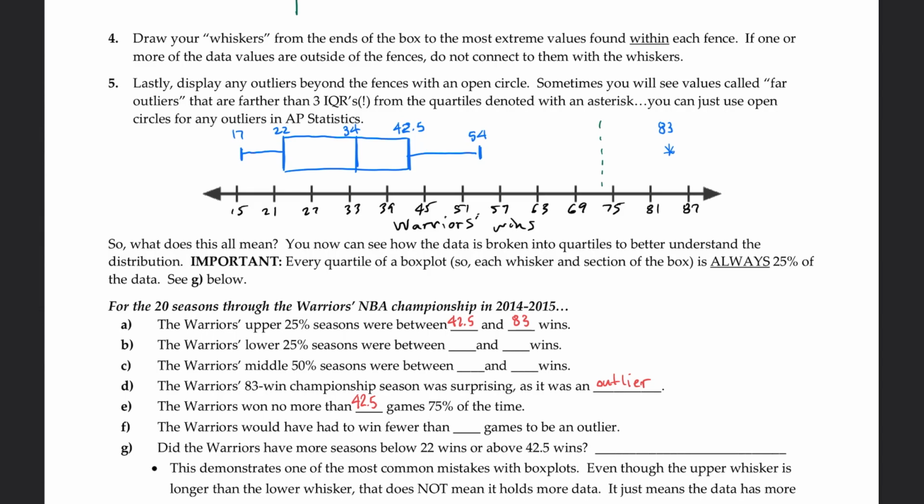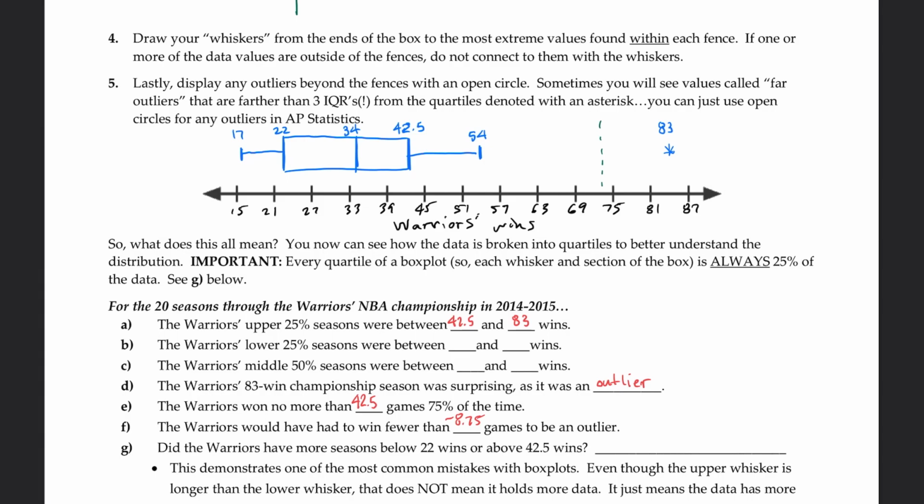F: the Warriors would have had to have won fewer than blank games to be an outlier. What would that have to be? That was negative 8.75. If you remember back in our work for finding the fences, of course, that's an impossibility. So that's the reason we have no lower outliers: it would have to be negative wins, which doesn't make any sense.